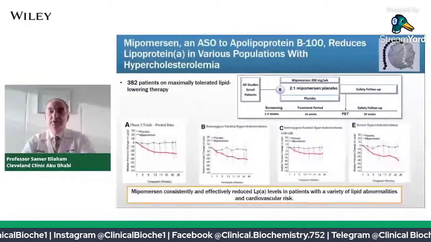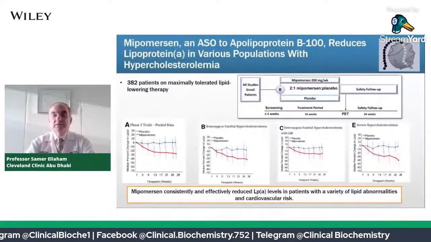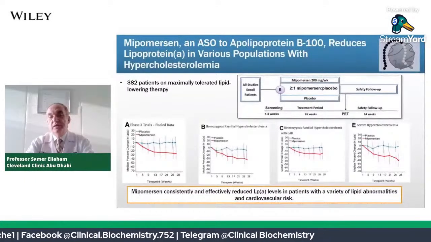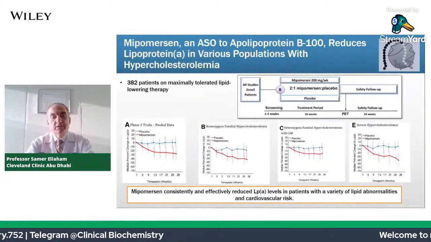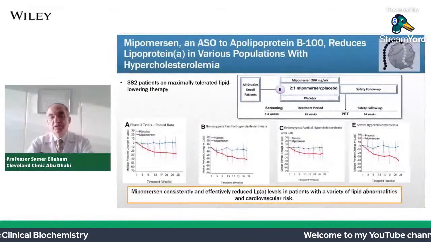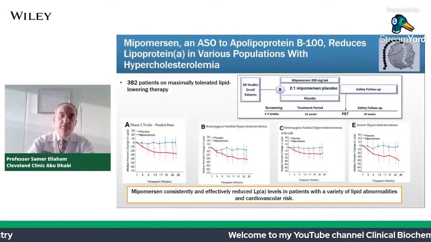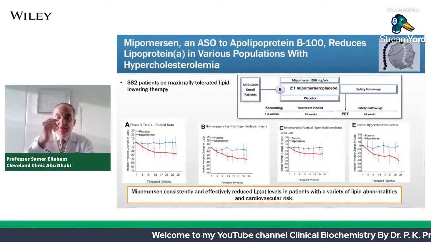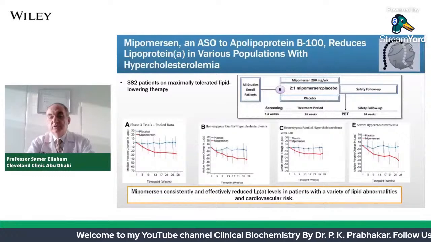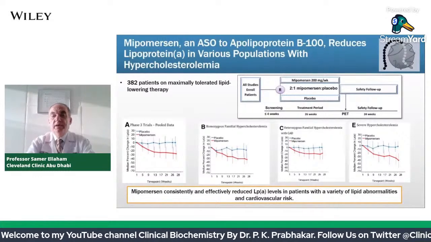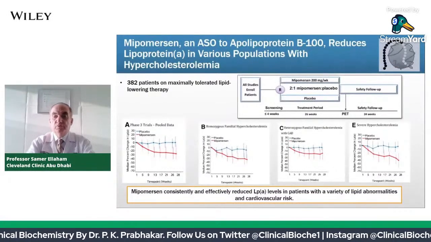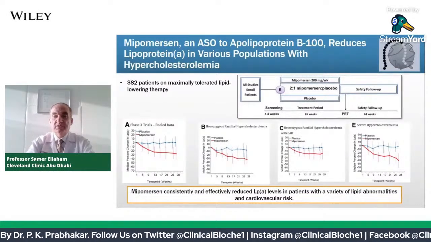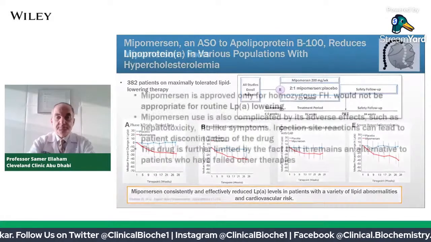Another ASO here is again looking at reducing the Lp(a). It's called mipomersen, and it's 382 patients on maximally tolerated lipid-lowering agent. And you can see this intervention did reduce Lp(a), and there was an interesting trend that was seen early on in the slide, as you can see here.